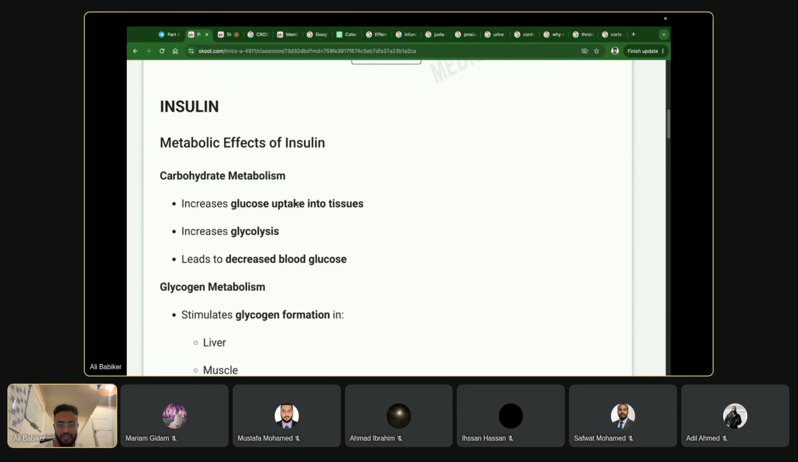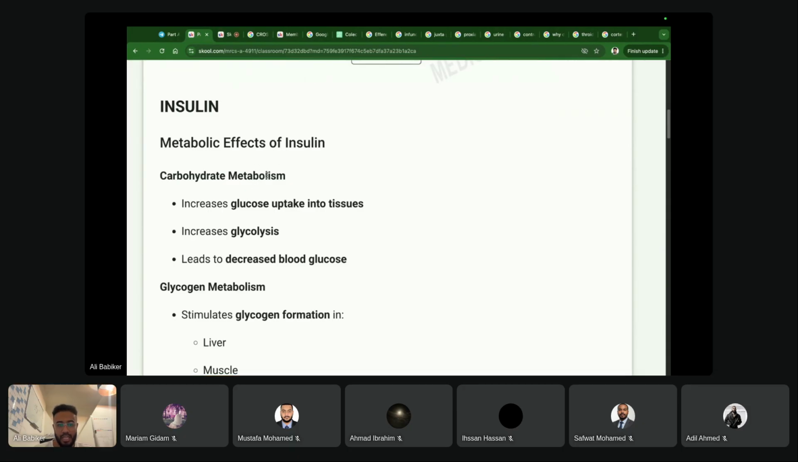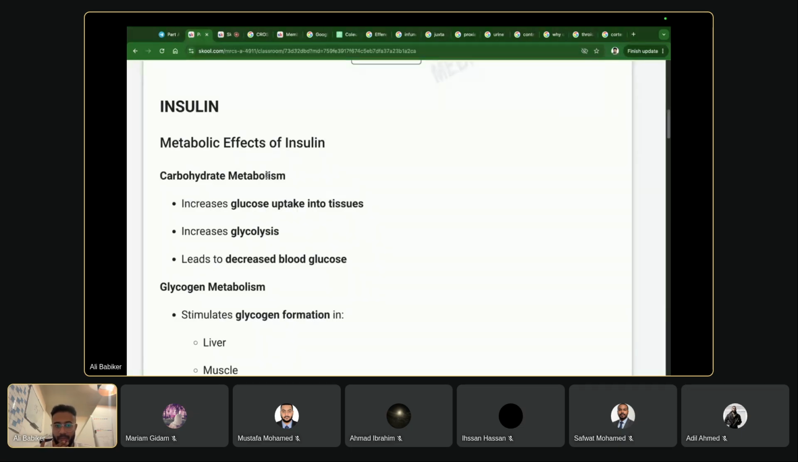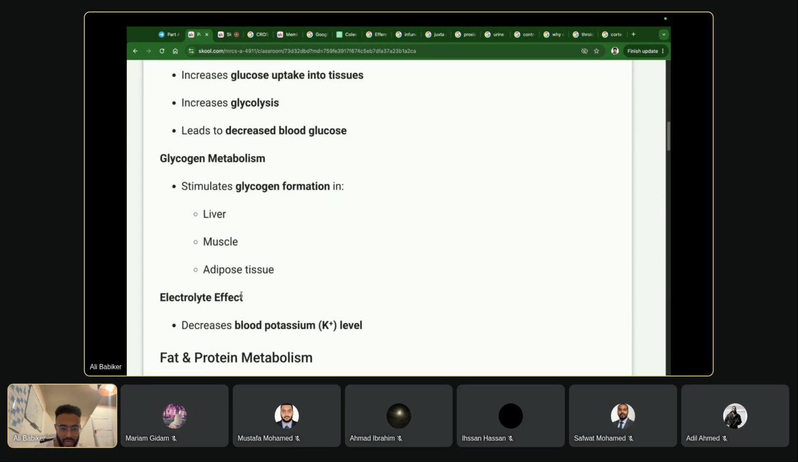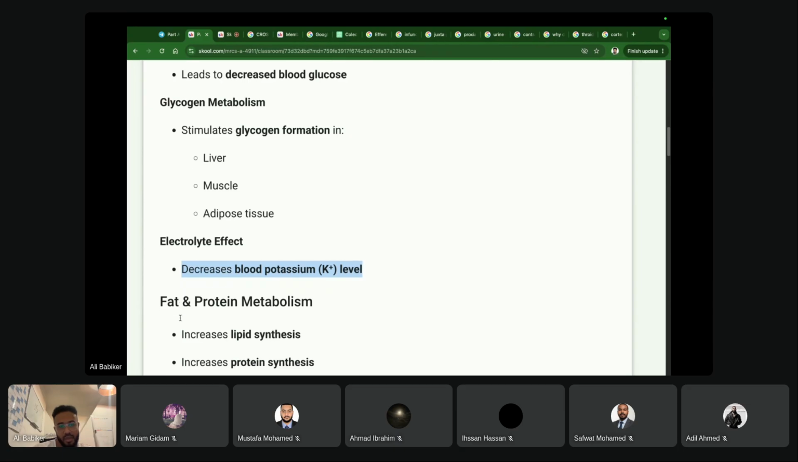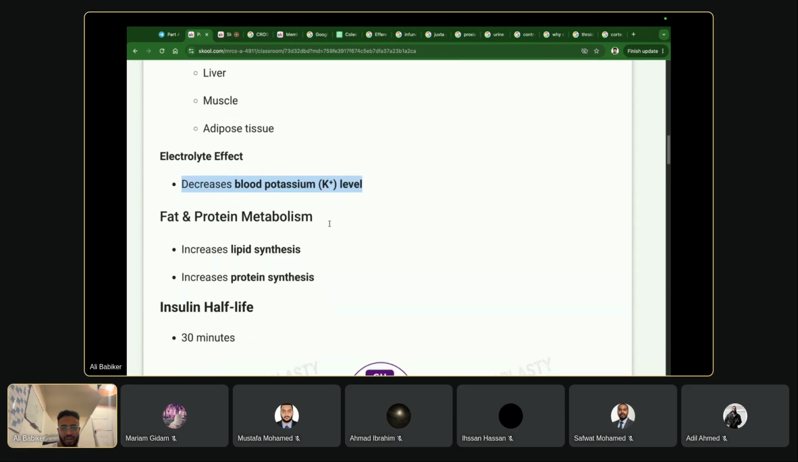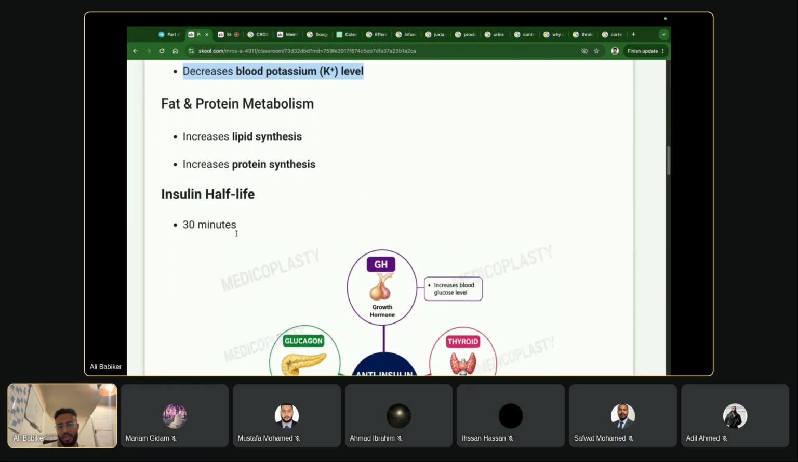Effect of insulin, metabolic effect, carbohydrate metabolism: increase glucose uptake into tissue, increase glycolysis, and lead to decreased blood glucose. Glycogen metabolism: stimulate glycogen formation in the liver, muscle, and adipose tissue. Electrolyte effect: we said it decreases blood potassium level by taking the potassium from outside into the cell. And that's why we use insulin in the treatment of hyperkalemia. Then it has effect on fat and protein metabolism, increase lipid synthesis, increase protein synthesis. Insulin half-life is 30 minutes.